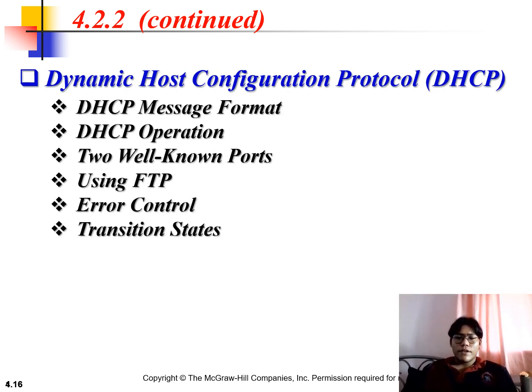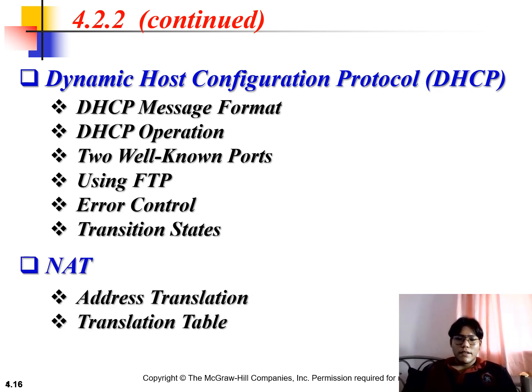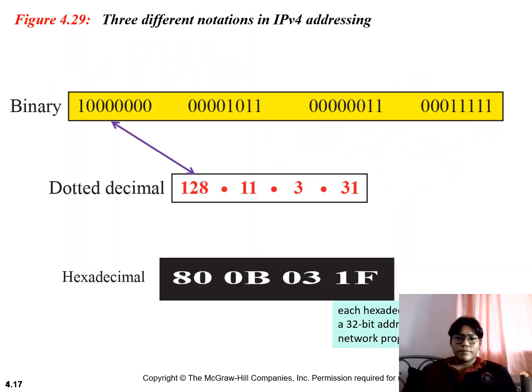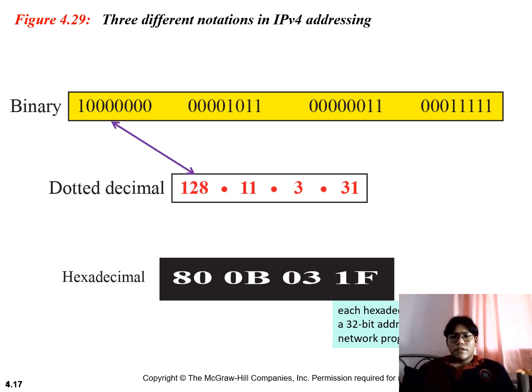Dynamic Host Configuration Protocol, or DHCP. It has a DHCP message format. Operation: two well-known ports, using FTP. Allow control and transition states. NAT: address translation and the translation table. So this shows three different notations in IPv4 addressing.